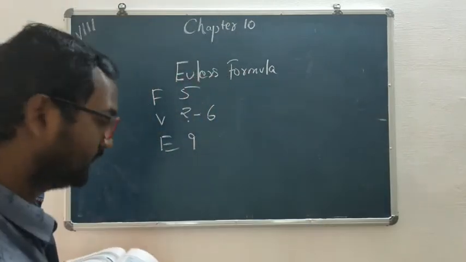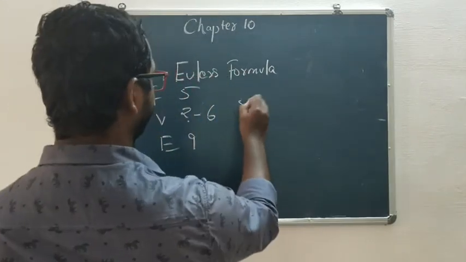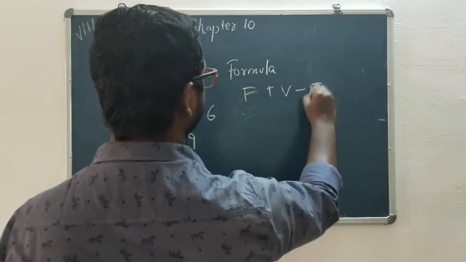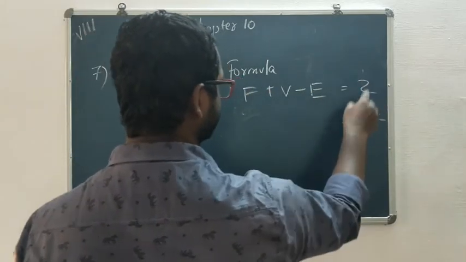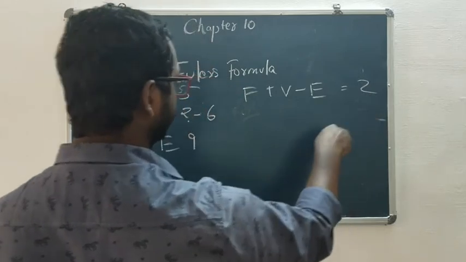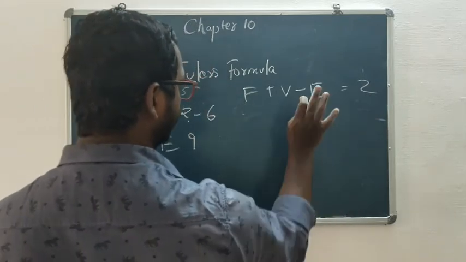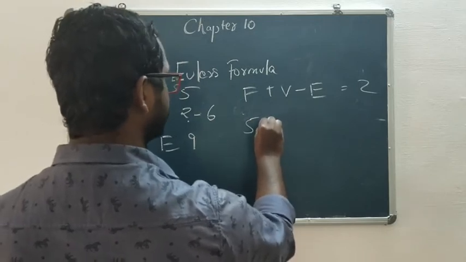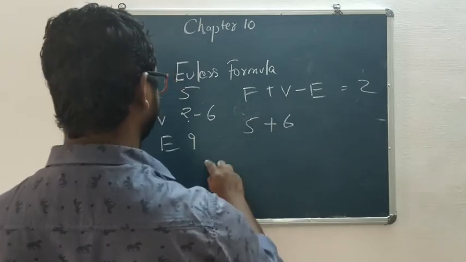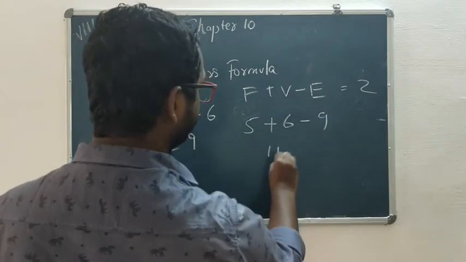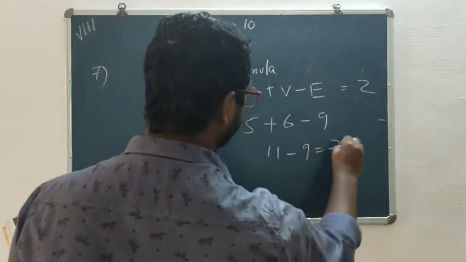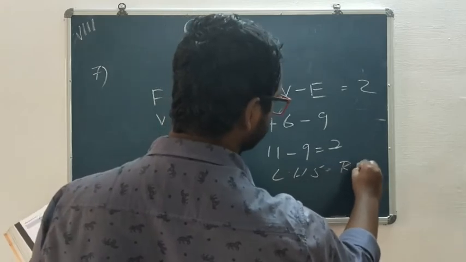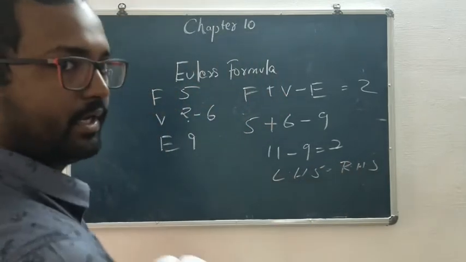Let's verify that. The formula is F plus V minus E is equal to 2. This is what we have to get when we have to verify it. Okay, so we will take the left hand side only. F is 5, V is 6, and then E is minus 9. 11 minus 9, we got 2. LHS is equal to RHS. Hence, verified, this is a polyhedron.